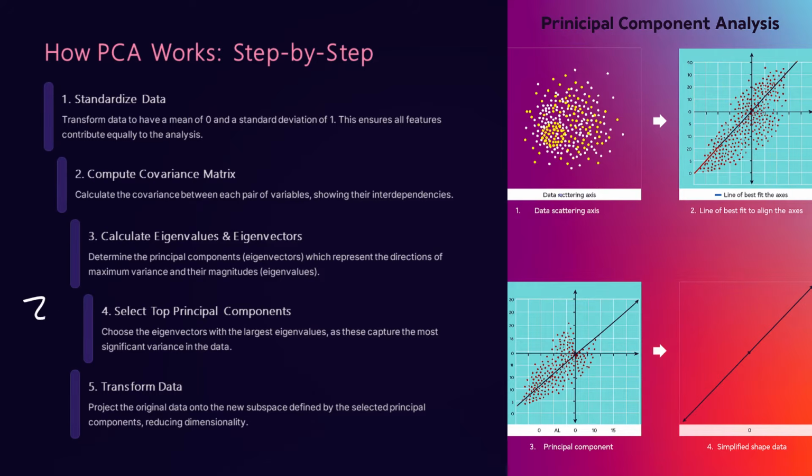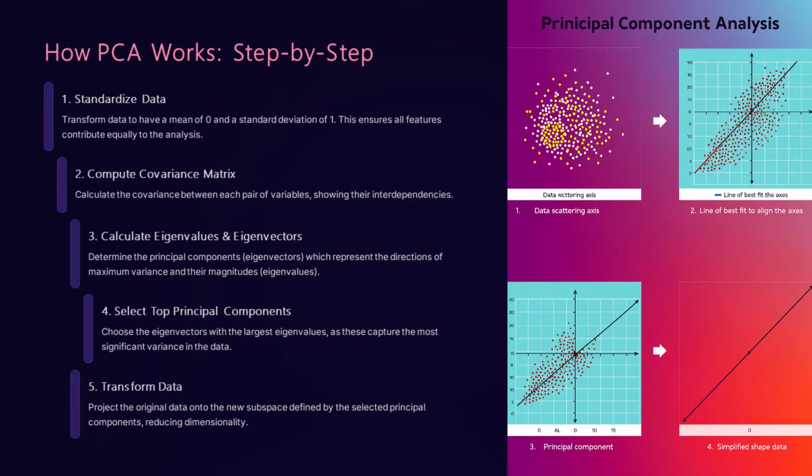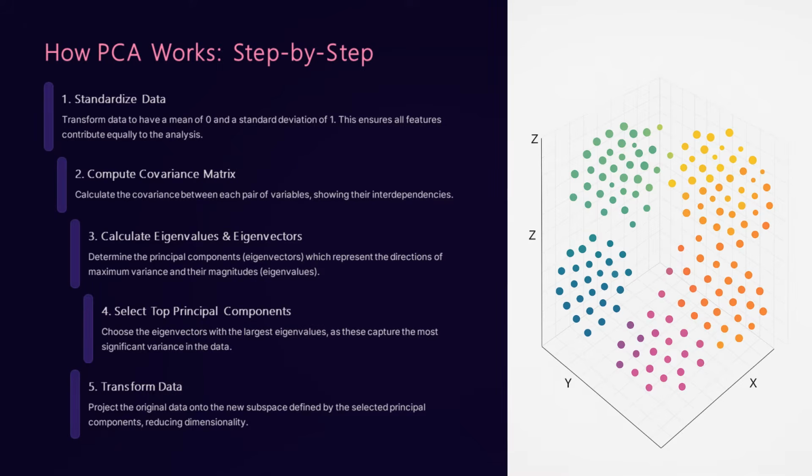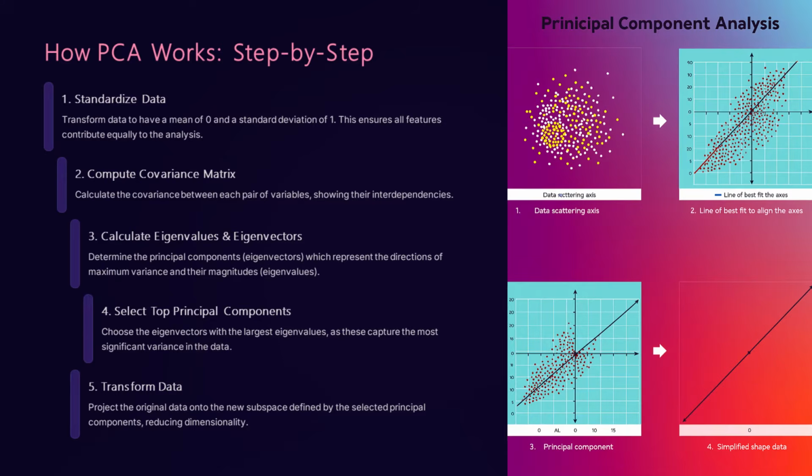Now we select the most important principal components. We pick the eigenvectors with the largest eigenvalues. These are the directions that matter most. It's like choosing only the loudest voices in a crowd to listen to. Finally, we transform our data by projecting it onto these new principal components. This gives us a simplified version of our dataset with fewer dimensions, but all the key information intact. The result? Your complex data is now cleaner, more compact, and ready for analysis or machine learning, all while keeping what truly matters.